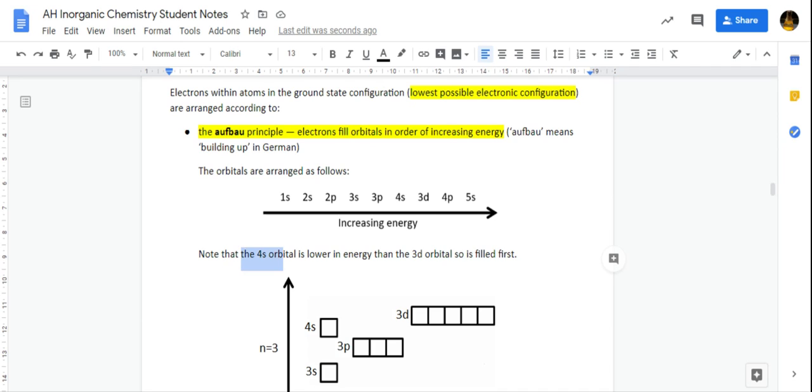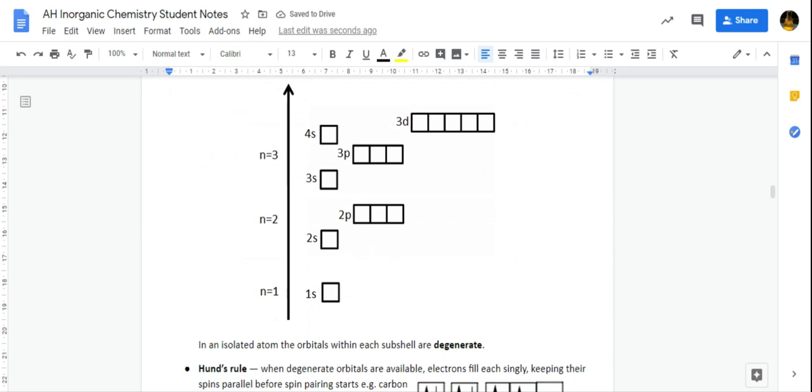So again, the key point to note is the fact that the 4s orbital has a lower energy, so is filled before the 3d orbital. This is just the same thing represented in the diagram. In the first energy level, there's only the 1s orbital. In the second energy level, there's the 2s orbital, and then three 2p orbitals, px, py, pz. In the third energy level, there's the 3s and the 3p orbitals. And the 4s, which is in the fourth energy level, has a slightly lower energy than the five 3d orbitals.